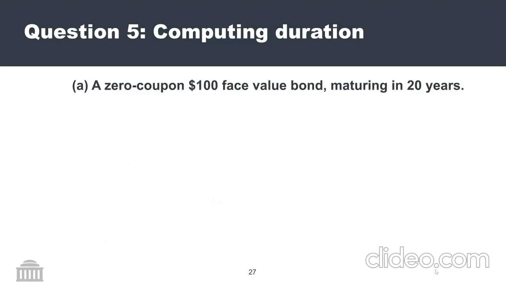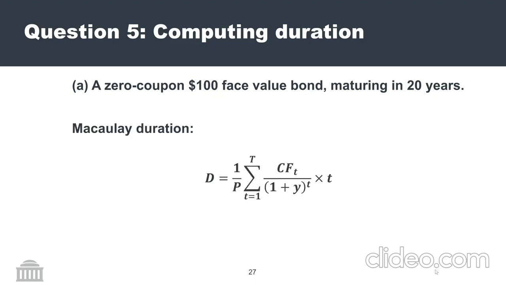Let's start with question A and compute the duration for a zero coupon bond that matures in 20 years. Let's start with Macaulay duration. So by definition, Macaulay duration is given by the following expression.